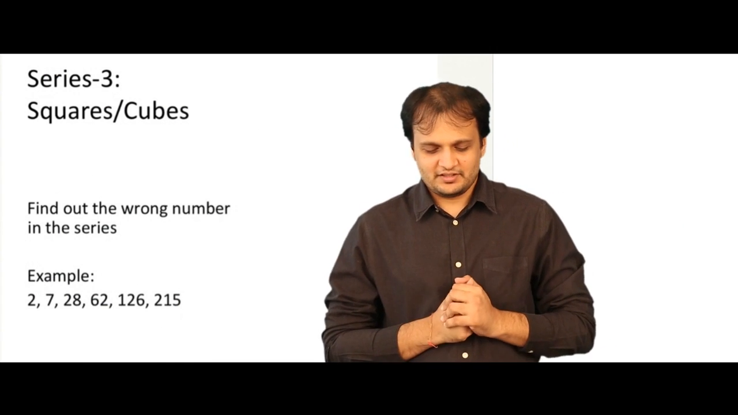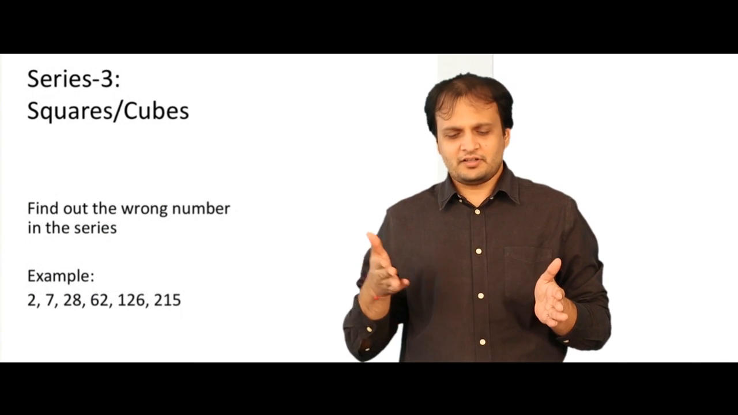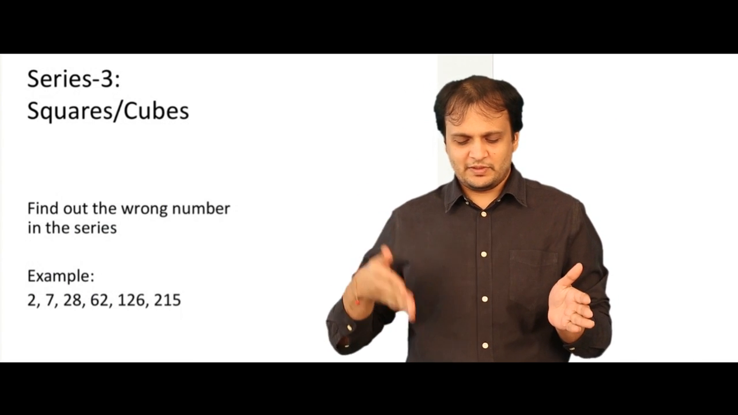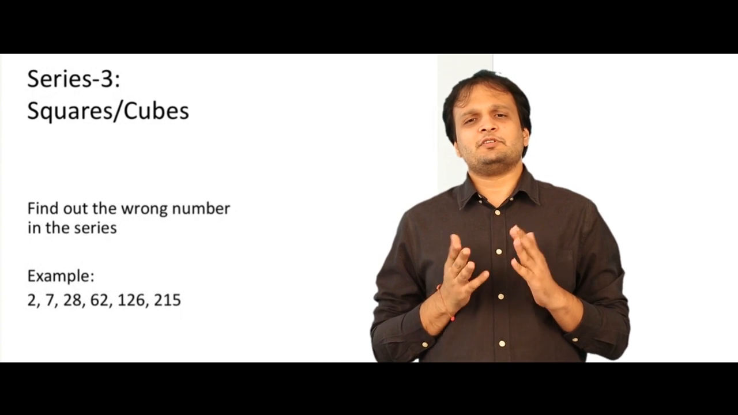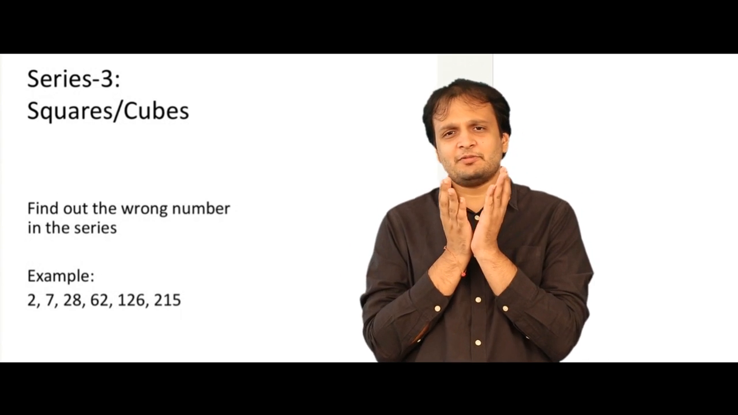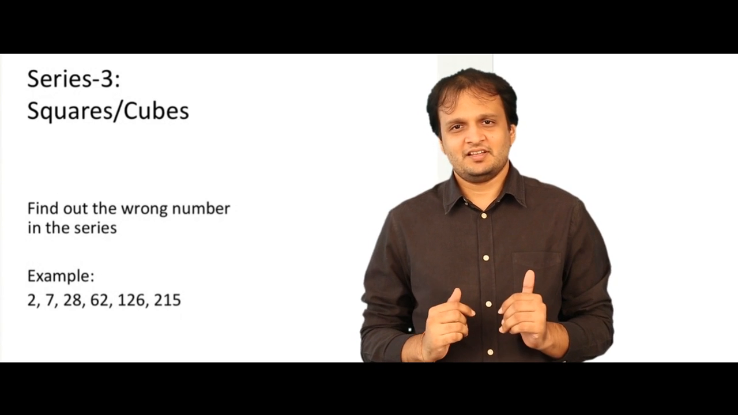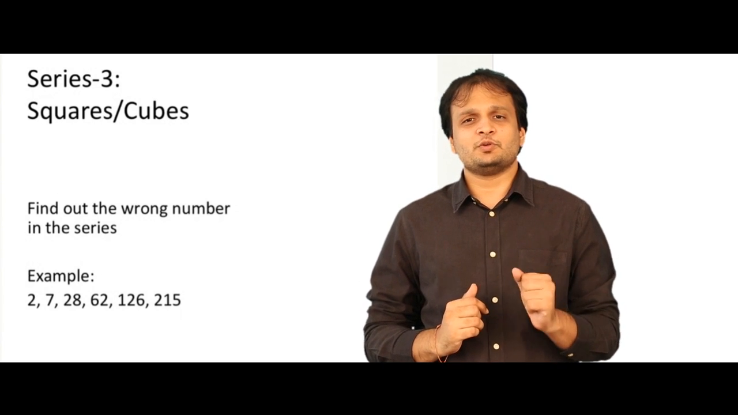So let's look at this question, right? The numbers are 2, 7, 28, 62, 126, 215. Now how will we be able to solve this question? Or how will we be able to know it's a cubes question? Right? This is a cubes question. How do we know this?